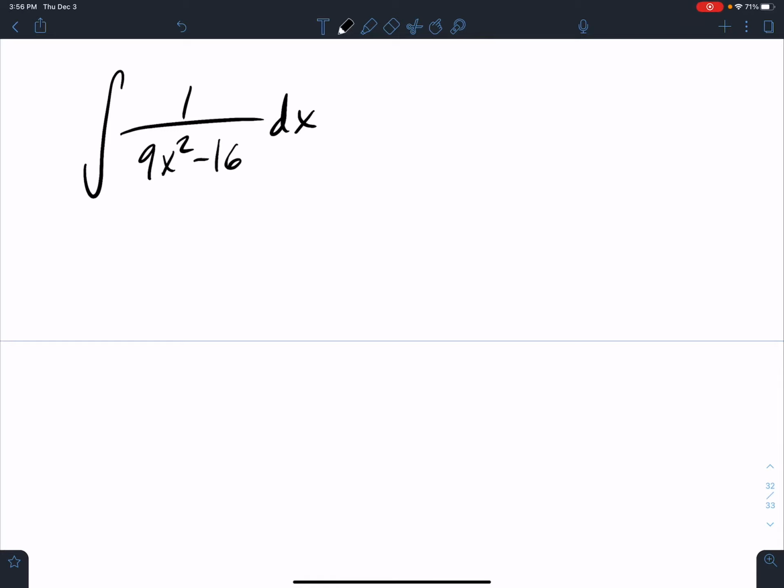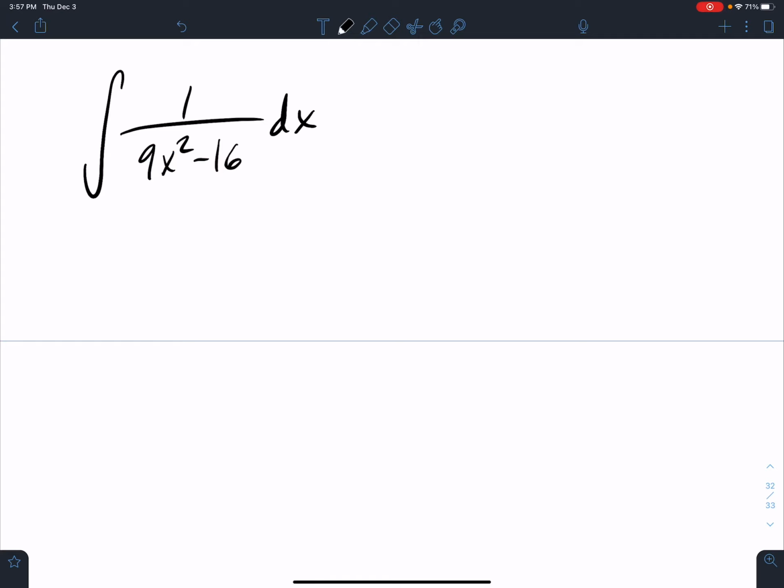So in this video we have the integral of 1 over 9x squared minus 16 dx. The first thing I notice is that I've got a squared term in the denominator and a constant in the numerator, so there's no u substitution that's going to work for me. I see a difference of squares. Maybe it's a trig substitution, but I don't see a square root, so that's not really going to work out for me.